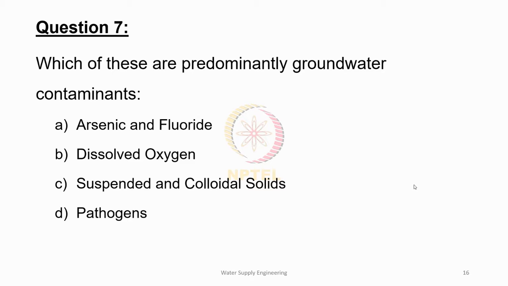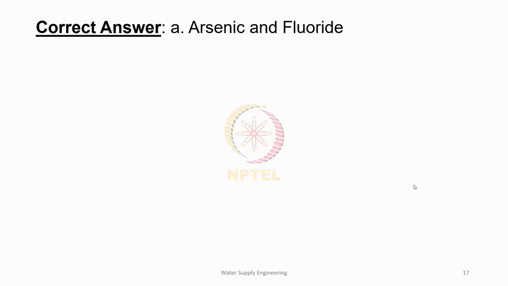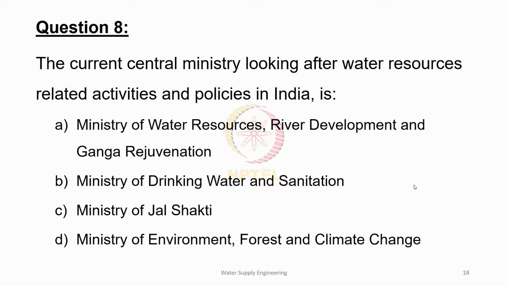So earlier we saw surface water contaminants. Now it's about groundwater contaminants. Okay, I'm getting mixed answers. Let's wait for a minute. All right. So the correct answer is option A, arsenic and fluoride. So the major contaminants in the case of groundwater are arsenic and fluoride. All right. So we'll move on to the next question.